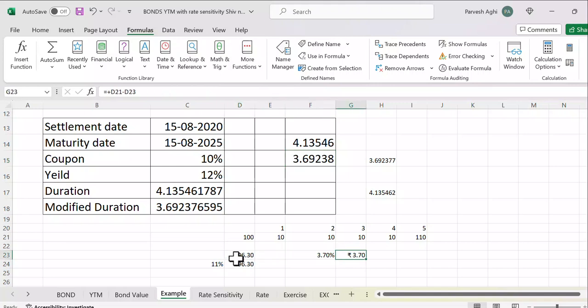So that means how much you have lost? 3 rupees 70 paisa. 3 rupees 70 paisa on 100 rupees, it comes to 3.7%, which I have calculated here. Look at the formula. So I've divided by the face value here, D21. From both of these, I have calculated 3.7%. So you lost how much? 3.7%. That is what the modified duration is telling you, isn't it?